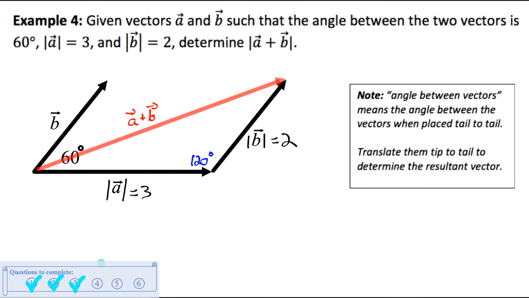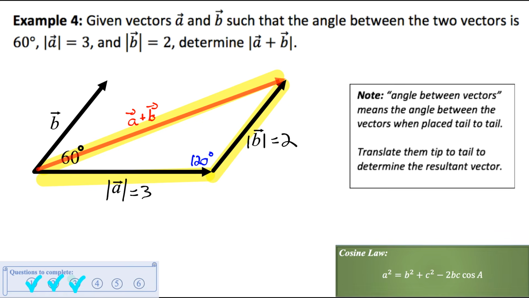Okay, so now look at what we have. Of this oblique triangle that I'm highlighting here, I now know two sides and the angle contained by those two sides. When that's the information that we have, we could use the cosine law to find the length of the side opposite from the angle that we know. And that's exactly what we want in this question. We want the length of vector A plus vector B.